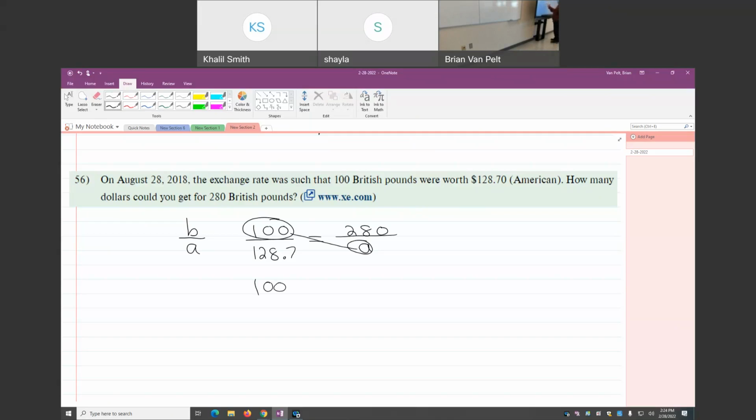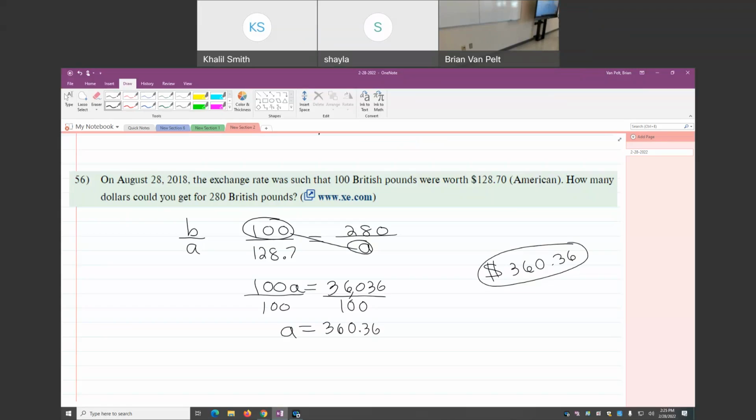So we get 100A equals, what I got over here was 36036. Then I divided by 100. And so we get A equals 360.36. Now, if you convert it to dollars, all you have to do is put a dollar sign in front of it. $360.36. Question? Yes.